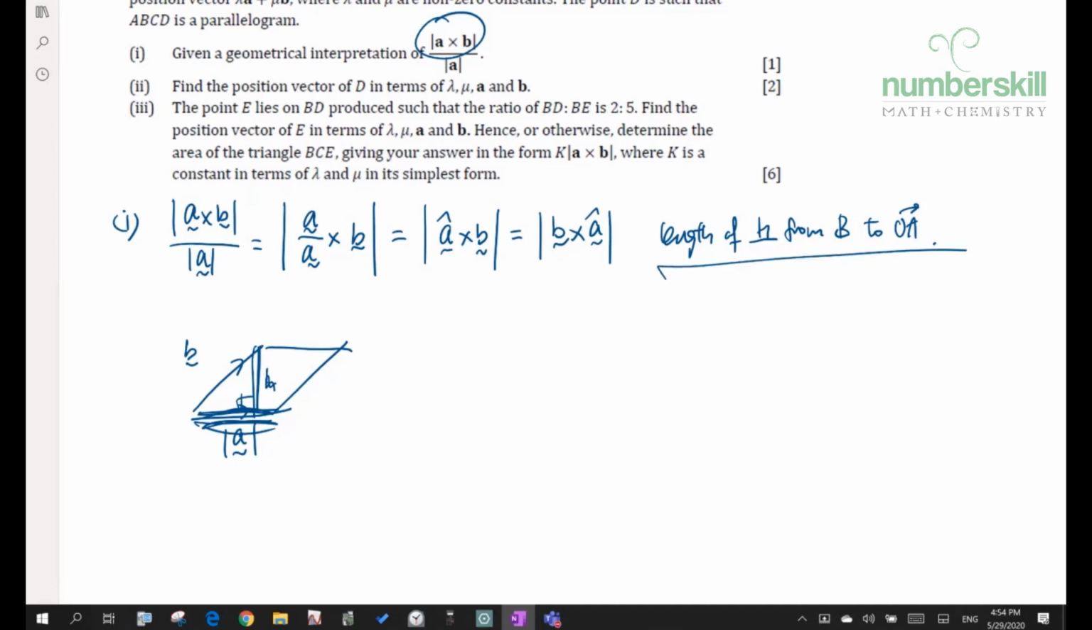And how do you describe that? That's the length of the perpendicular from B to OA. Okay, same geometrical interpretation. It's just a different way of looking at things. Are we all good? 1 mark.